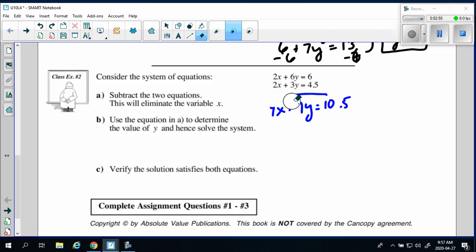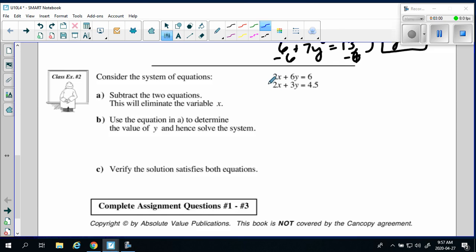So in this case, instead of adding the two equations, I want to make x disappear. So I can actually subtract the second equation from the first equation. So 2x minus 2x is equal to 0x. 6y minus 3y is 3y. And 6 minus 4.5 is equal to 1.5. So now we have 0 x's, which we don't even have to write. 3y is equal to 1.5. And we can divide 1.5 by 3, which is 1/2 or 0.5.